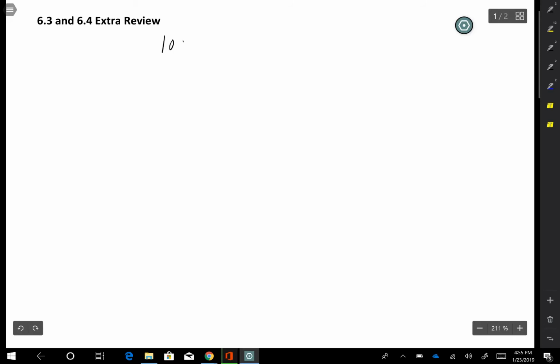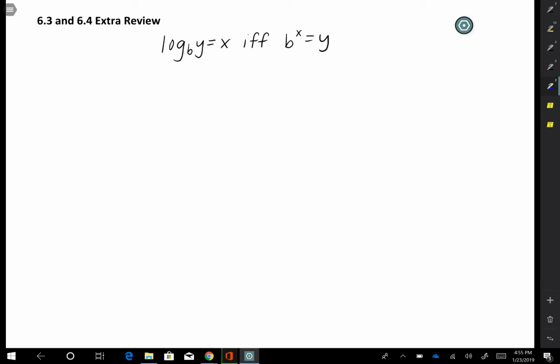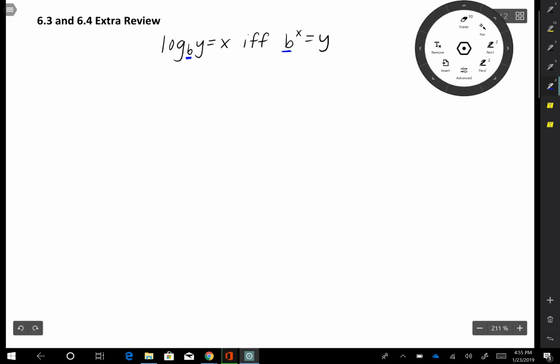We have the log base b of y equals x if and only if b to the x equals y. So if we don't understand this relationship between exponential functions and log functions, we won't be able to really understand anything with logs. So one thing I want to point out is that our base is always the same. In a log, your base is in the basement, and in an exponential, your base is what's being taken to the power. Then when we switch between forms, the input and output switch.